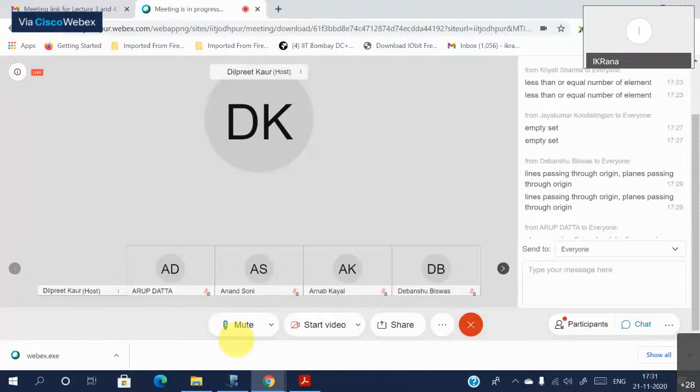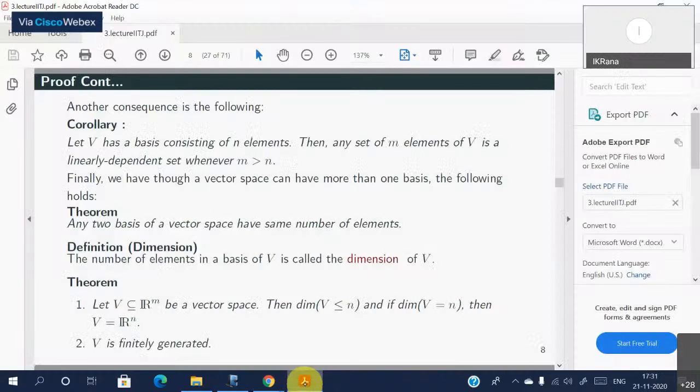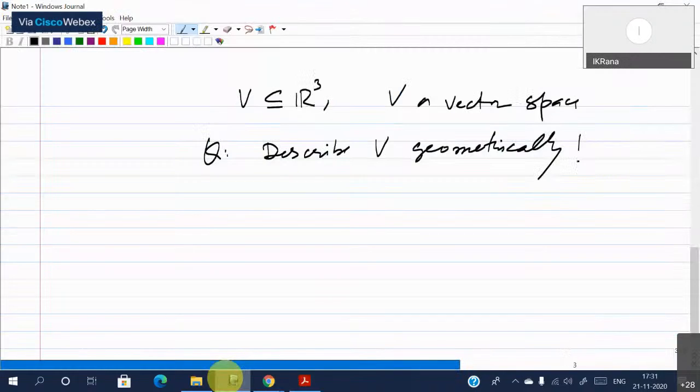Lines passing through origin. So let me first go to Jaya Kumar. Are you there? The name is slightly long, so I cannot pronounce it very well. Kudalingam. Okay. Can the empty set be a vector space? So here is a question. Probably we should explore. Can I say V is equal to the empty set?